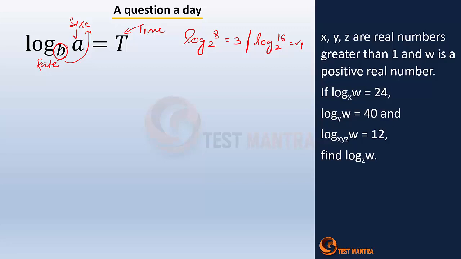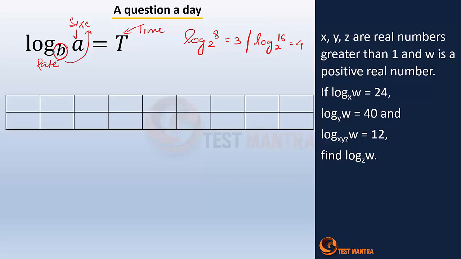Now here you can identify that with a rate of 2, if I want to reach size 8, I need 3 hours here. Similarly, to reach size 16 I need 4 hours. Basically it's nothing but a geometric progression part. Let's try to identify this one in terms of a table.